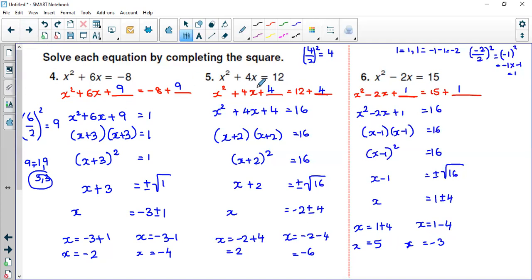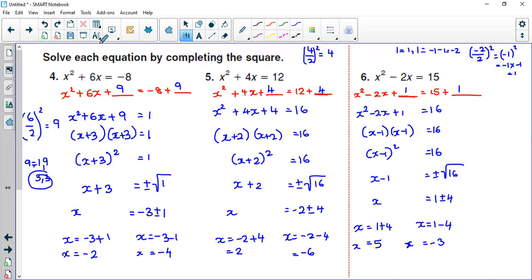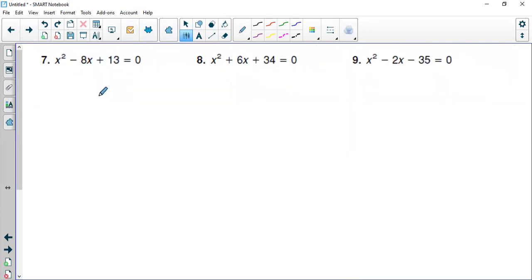Okay, now this was all about solving this question. Let me take you to another part where you have these kinds of questions. Now, yes, there's a difference between this one and this one, right? This is x squared plus 6x equals minus 8, but here it's x squared minus 8x plus 13 equals 0. Now, when you're using the completing the square method to solve quadratic equations, the first and foremost thing you have to do is rewrite the equation in that form.